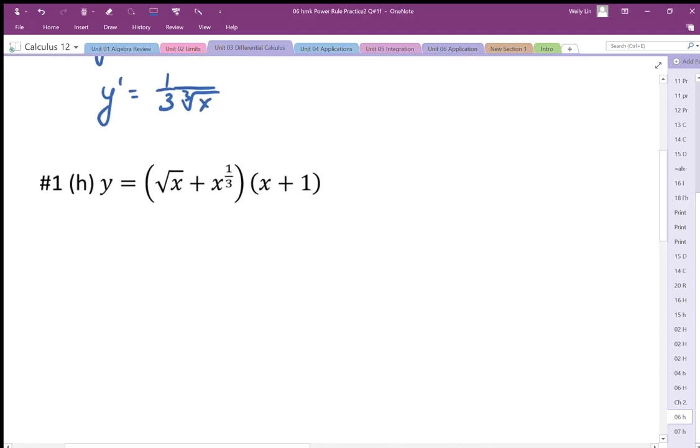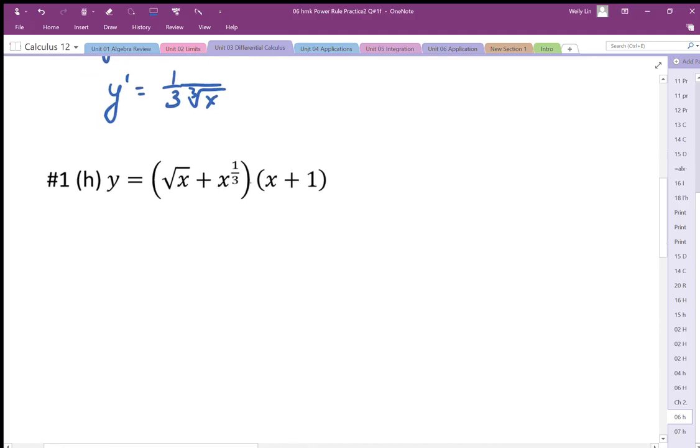For 1h, before I can differentiate this, because there's a times in here, I cannot differentiate this part separately from this. I could do that with pluses, but not with times. So before I differentiate this, I have to expand this all out. So I'm going to FOIL it.